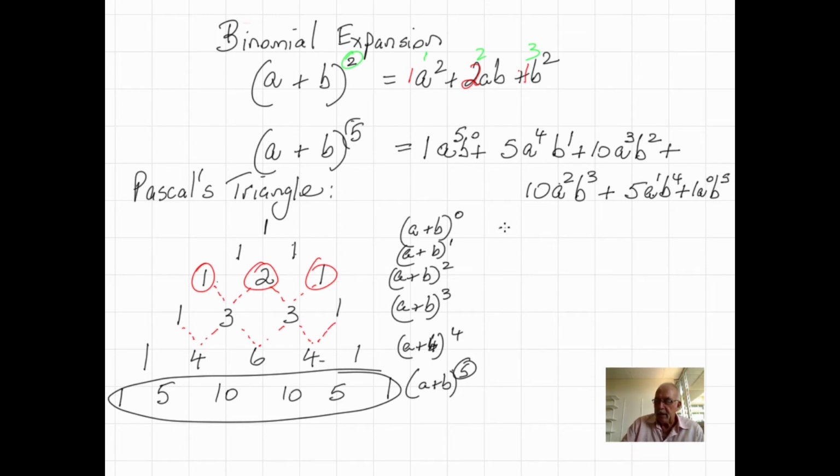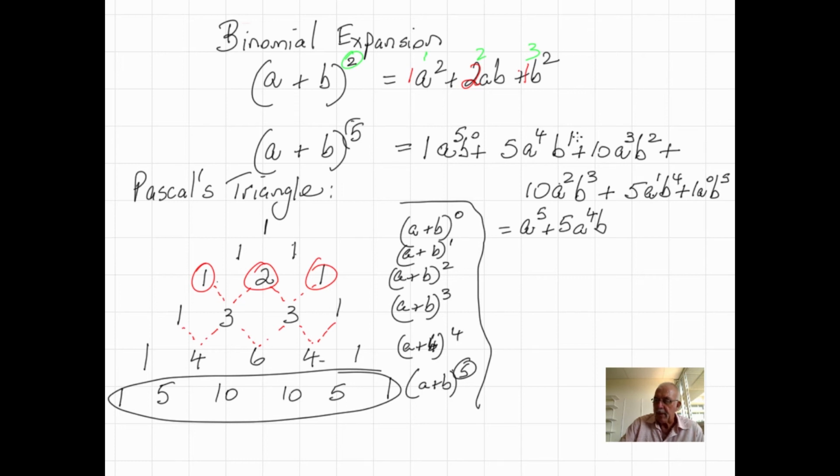Now we know that anything raised to the power of 0 is 1, and we don't write the 1, so that'll be a to the 5 plus 5a to the 4b.